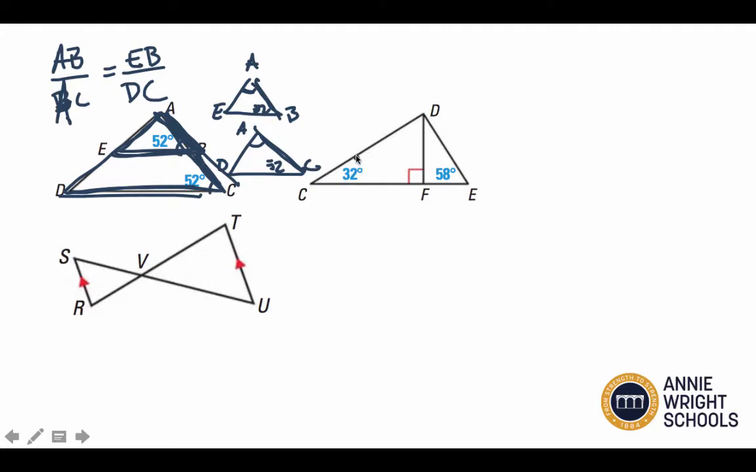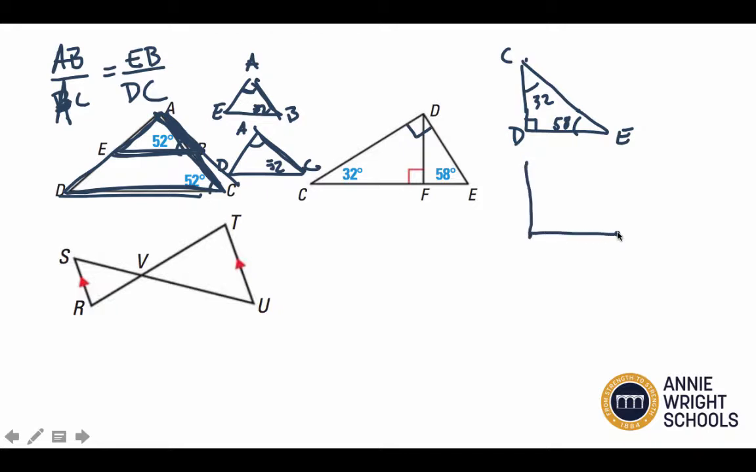I love this problem. If this is 32 and this is 58, 32 plus 58 is 90. That means this angle is 90, which means we actually have three similar triangles here. So take a look at this. You've got this triangle here with letter D being the right angle and C being here at 32 and E being here at 58. And then you have this triangle.